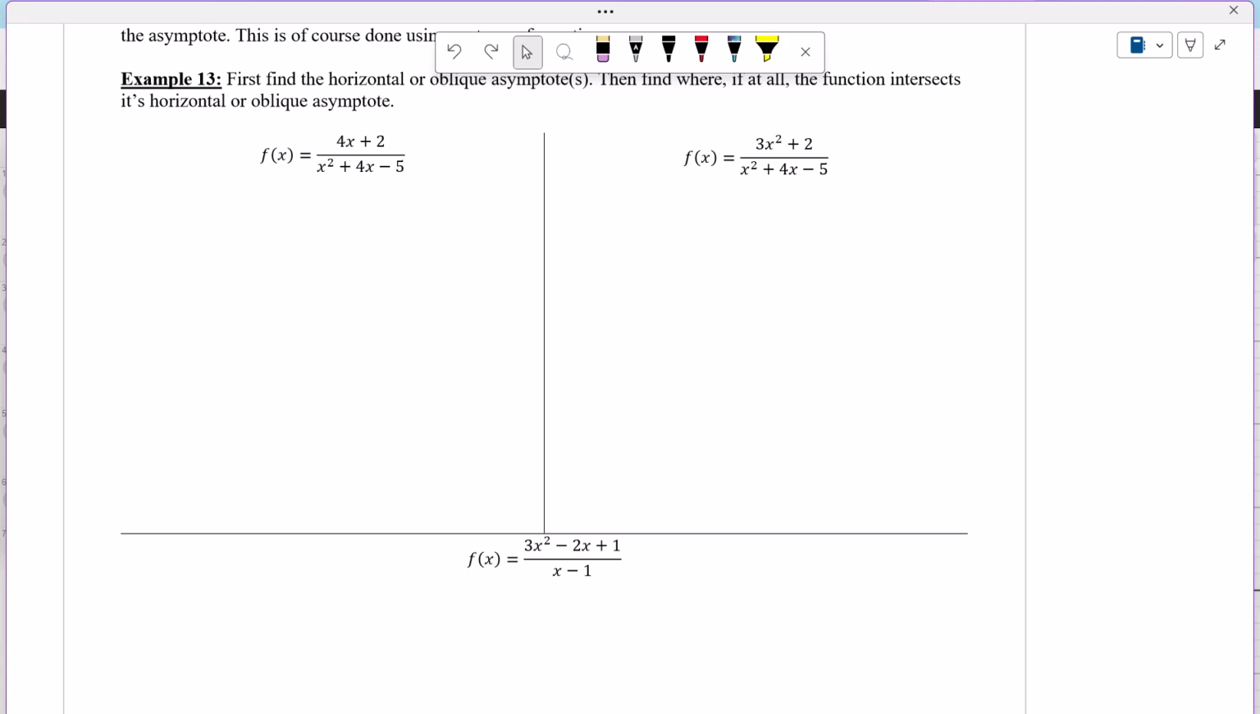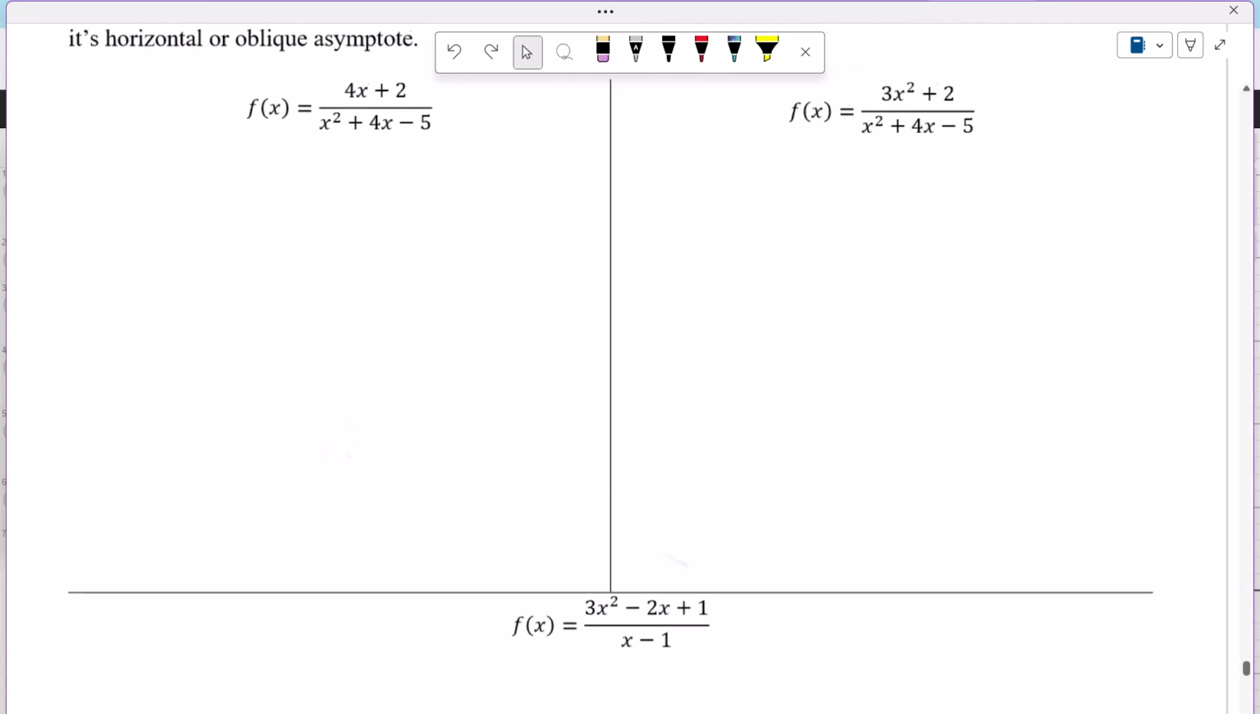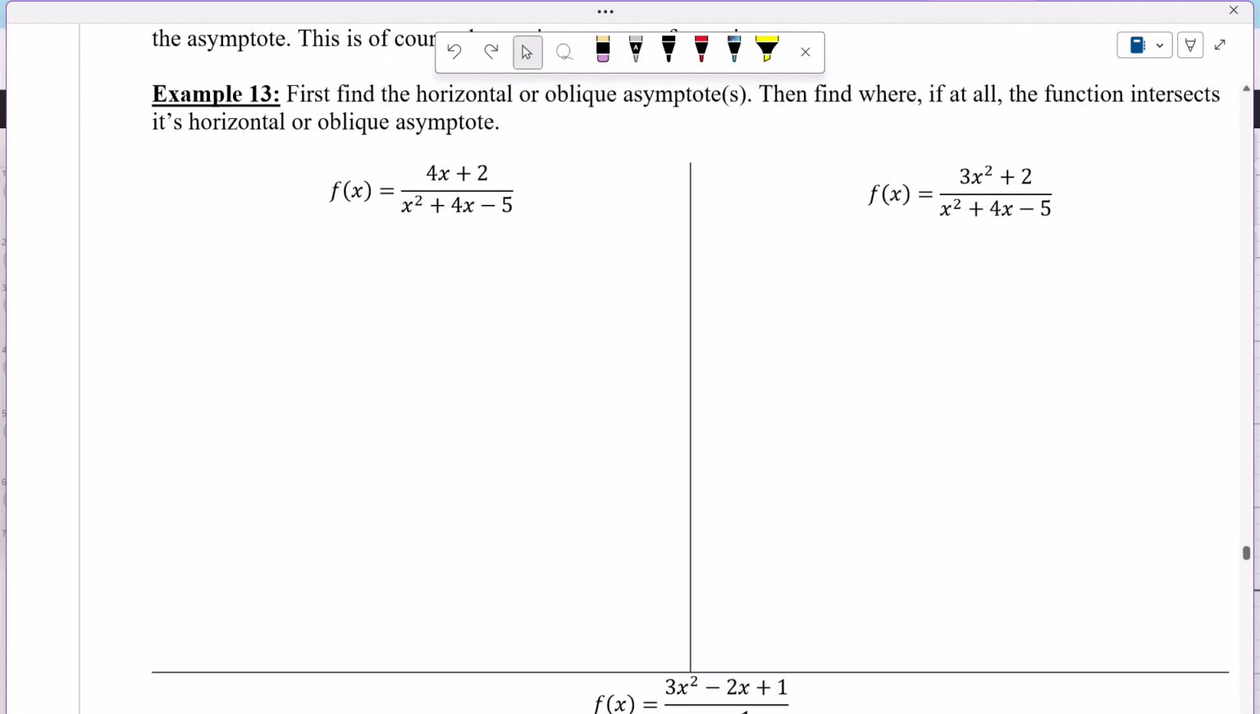Okay. We're running a little bit behind, so for this first one in example 13, you'll notice that it is bottom heavy, so it has a horizontal asymptote of y equals 0, yes? I forgot I had frozen it. Yeah, y equals 0. It's also asking to find where it intersects the asymptote. So how do we do that? We set this equal to 0. You just see where the function equals 0.